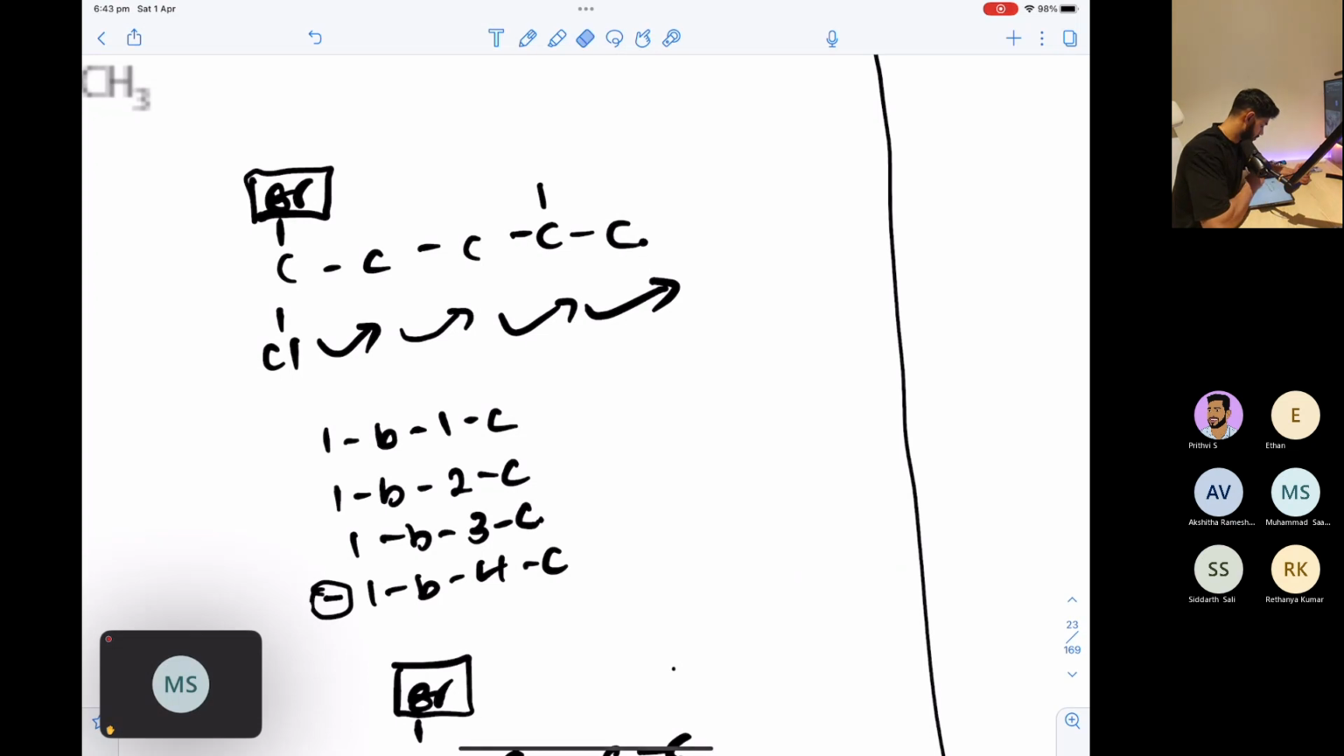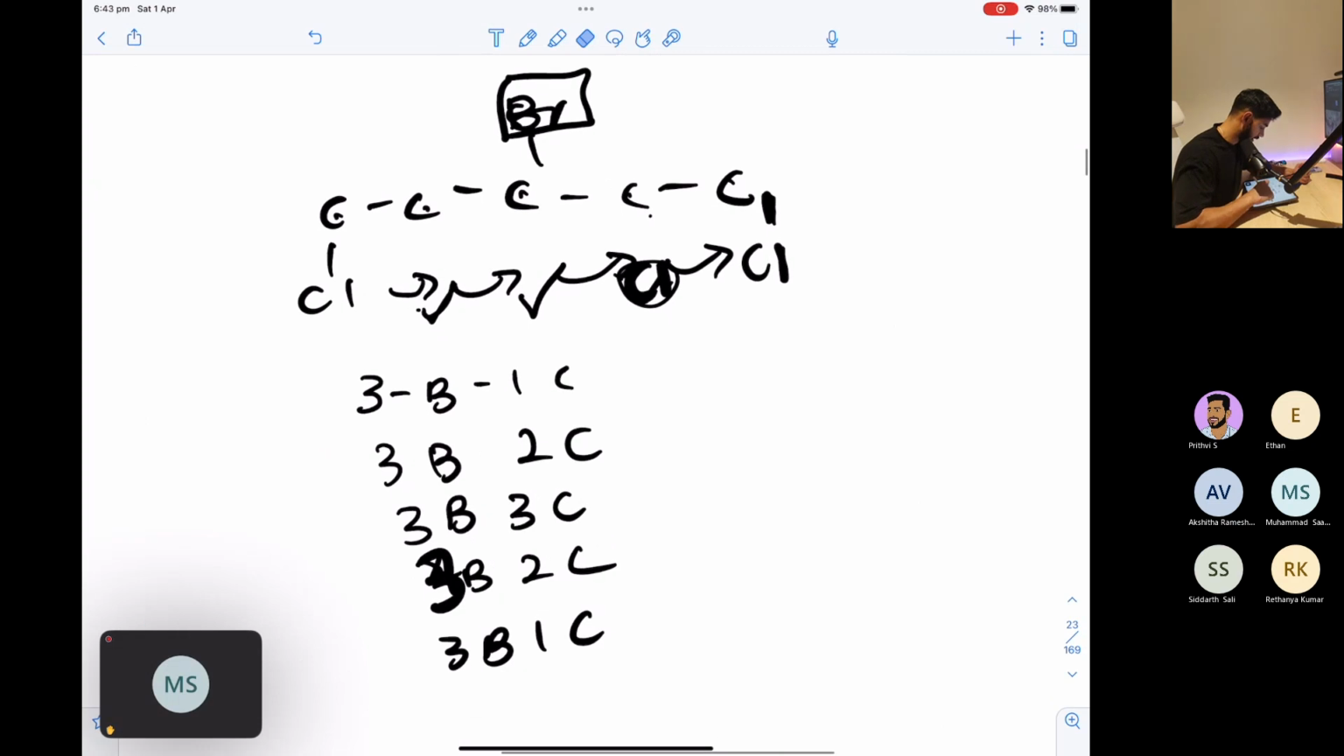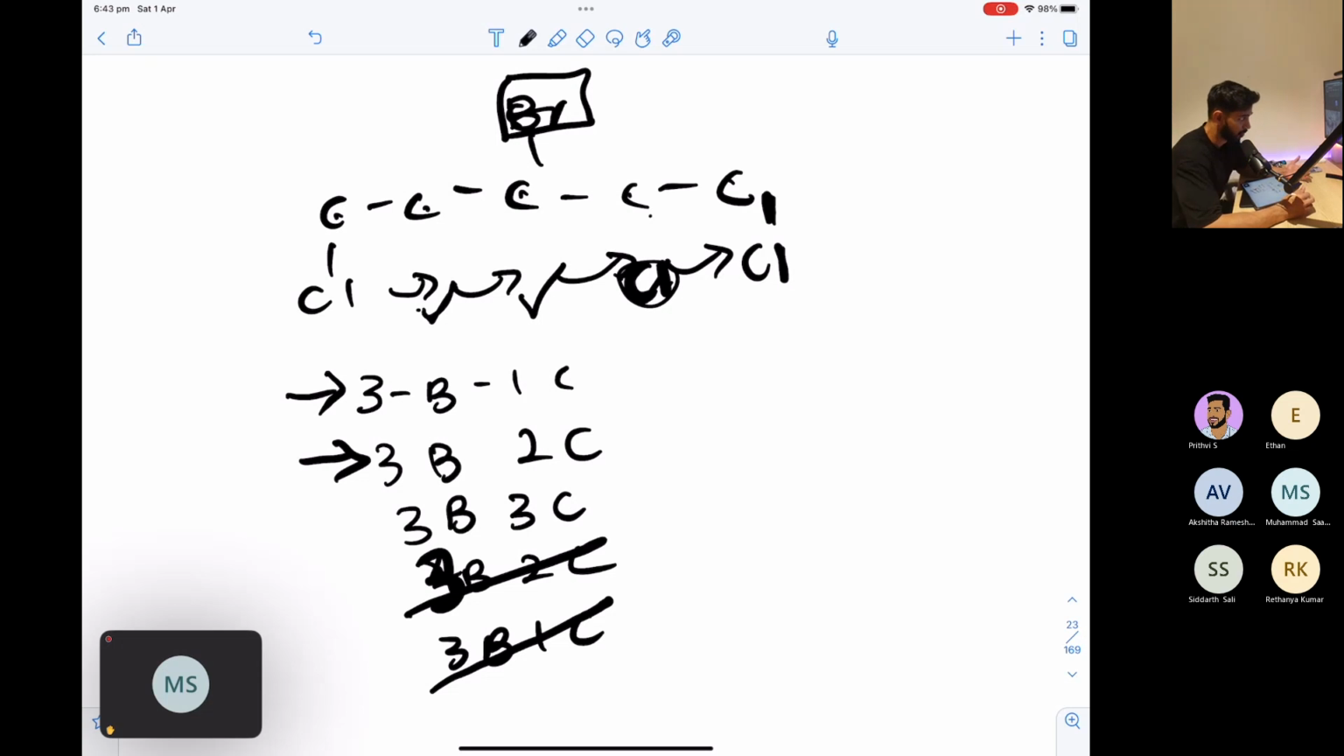I think this is right. What I wanted to say is that these last 2 options don't apply, because 3 bromo 1 chloro we've already gone through, and 3 bromo 2 chloro we've already gone through. So do you see why it's important? Do you see why I'm only stating the positional groups? I'm trying to find overlaps, and any overlaps I'm cancelling out.